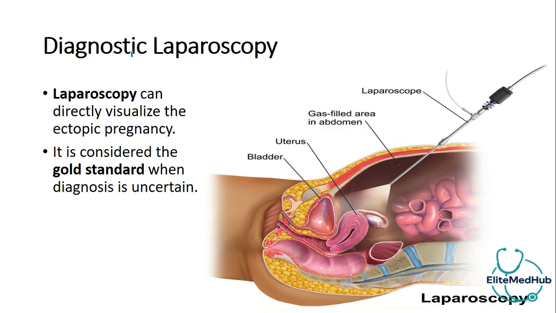So you could also do a diagnostic laparoscopy. So laparoscopy can directly visualize the ectopic pregnancy. It is considered a gold standard when diagnosis is uncertain. So when you have tried all other methods and you have still not ascertained ectopic pregnancy, you can carry out a diagnostic laparoscopy which will unveil everything.